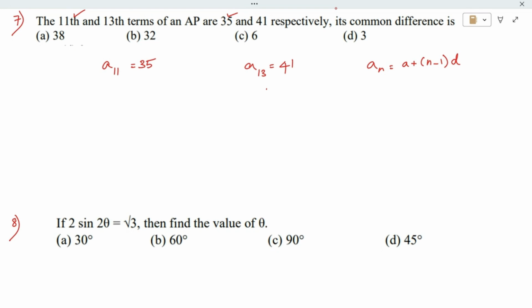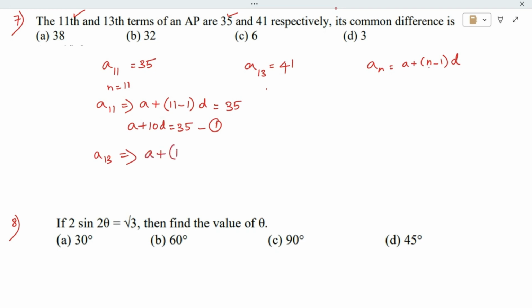So for a11, n is equal to 11. I'm substituting in the formula. So I will get a11, which is a plus (11 - 1) times d, is equal to 35. Since a11 is 35, I'm equating the formula also equal to 35. So I will get a + 10d is equal to 35. Let it be equation 1. Similarly, for a13, I can use 13 as n. So (13 - 1) times d is equal to 41. That is given here, isn't it? So a + 12d is equal to 41, which is equation 2.